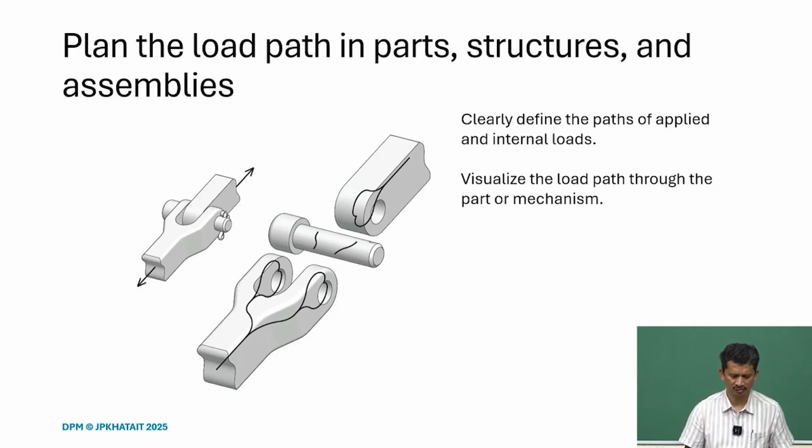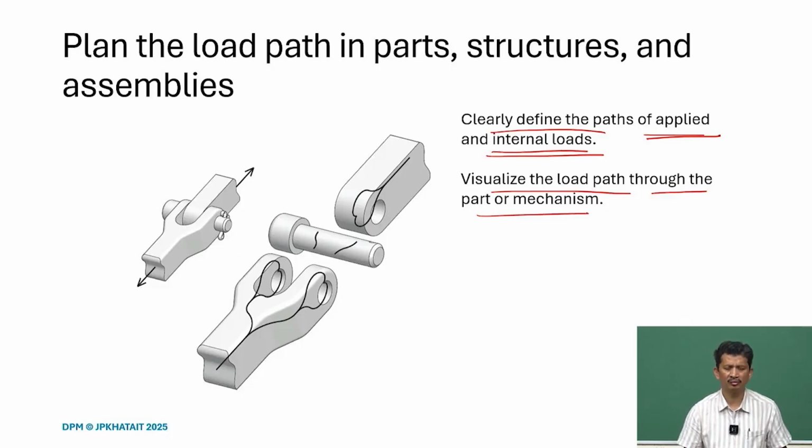So, it is very important to define the paths of the applied and internal loads also. Internal loads, for instance, the bolting, and because of the temperature variations, what kind of thermal loads are getting generated. I think all those things. So, not only applied, but for the internal loads also we have to check how they are moving, what path they are taking in the machine, and we also need to visualize through the part or mechanism. Then only we will be able to tell exactly what is going to happen.